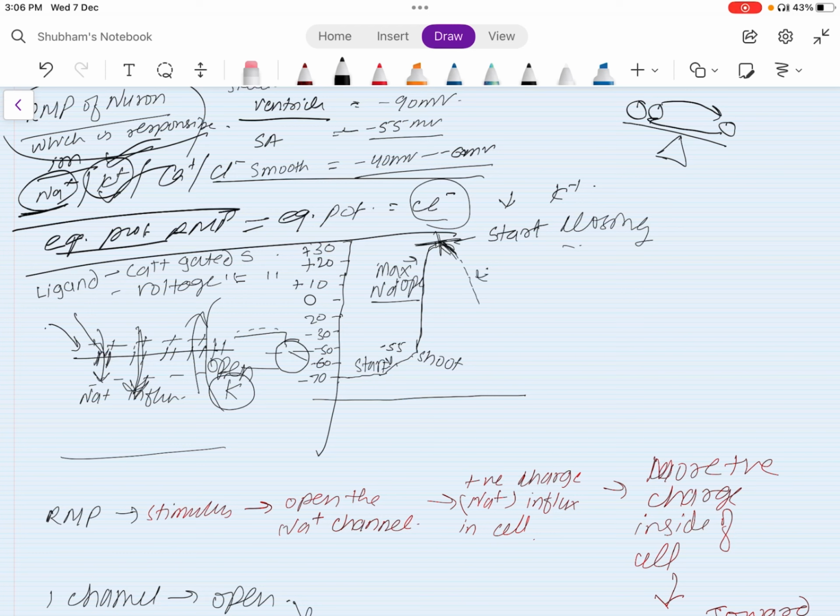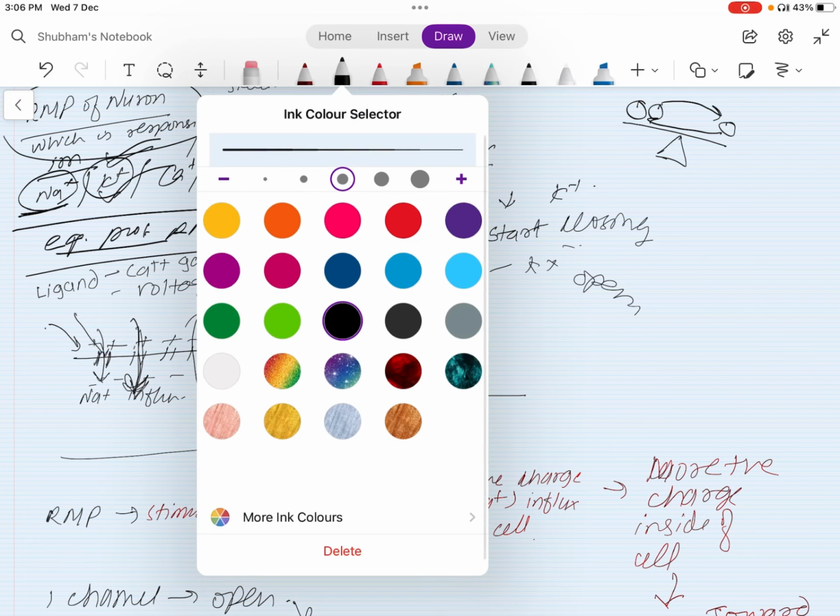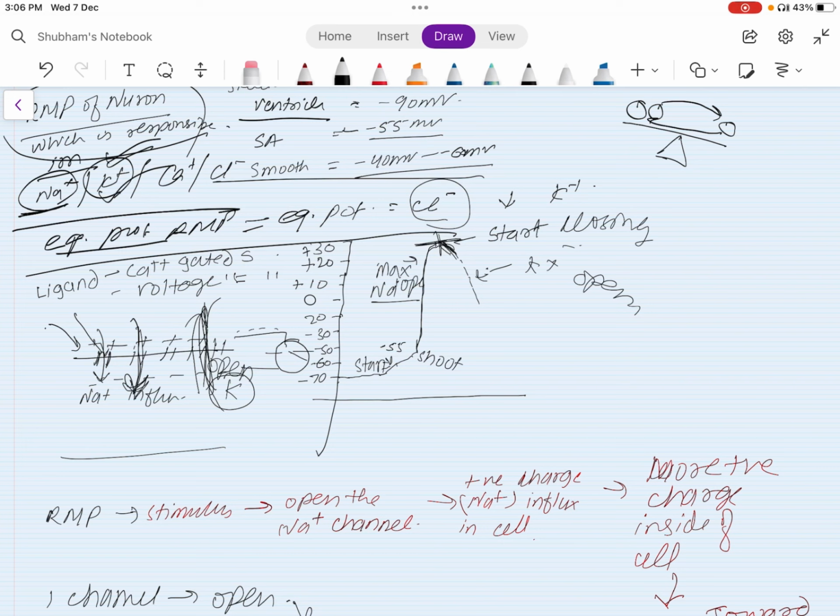And why are they declining? They are declining due to potassium, because if charge is coming inside, then more charge is going outside. And when more charge is going outside, it will become more negative. That's what sodium does, right? How does sodium maintain the potential? By keeping more positive charge outside. So that's what potassium is doing now. It's maintaining more positive charge outside.